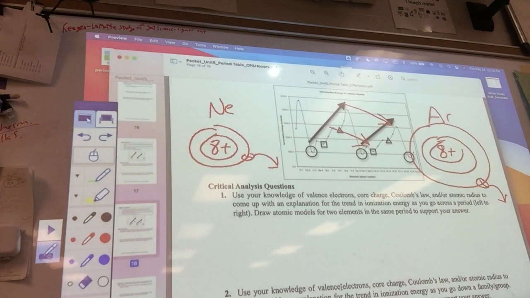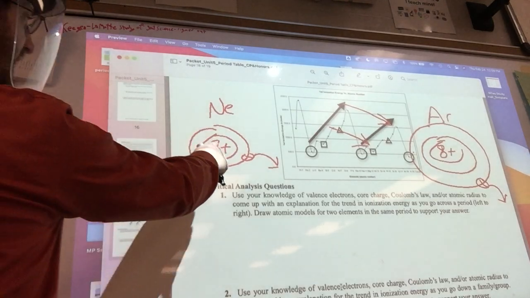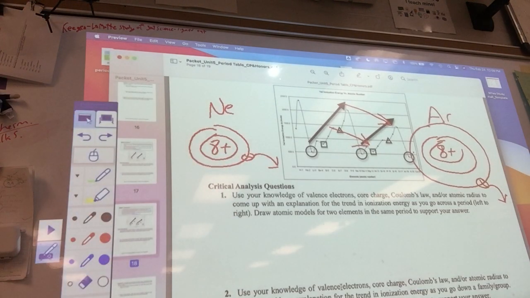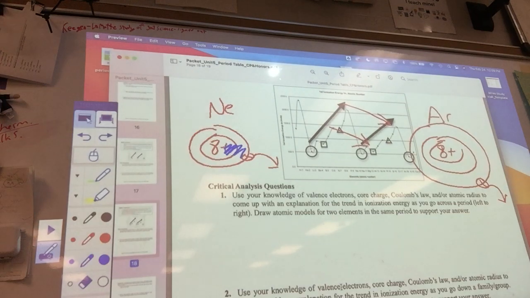Group 2, tell me about the energy needed to rip off those electrons. Which one's going to need less energy? Okay, why? Okay, so you're saying that this +8 is closer to this negative? Is that true? What would Coulomb's law say about 2 charges that are closer together? A stronger attraction. So is it going to take more energy to rip off that electron or less energy?